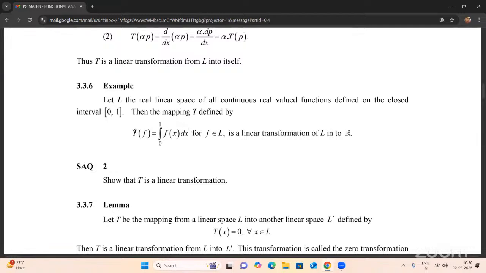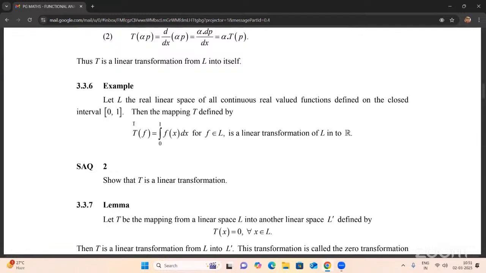At the same time, if it is a linear transformation, T of f plus g equals the integral from 0 to 1 of f plus g of x dx. That is for practice. Again, that can be written as the integral of f of x plus g of x dx. Integral 0 to 1 of f of x dx means T of f, and integral 0 to 1 of g of x dx means T of g. So the first condition of linear transformation is verified.